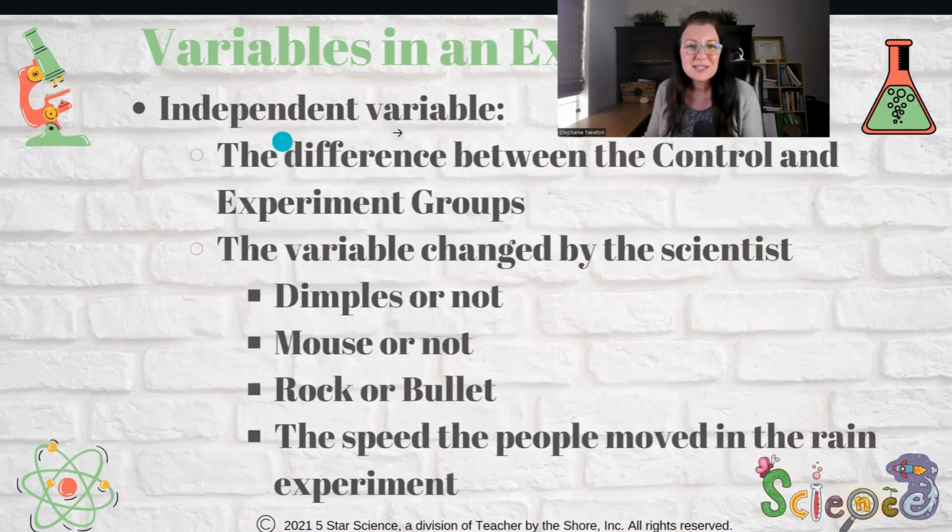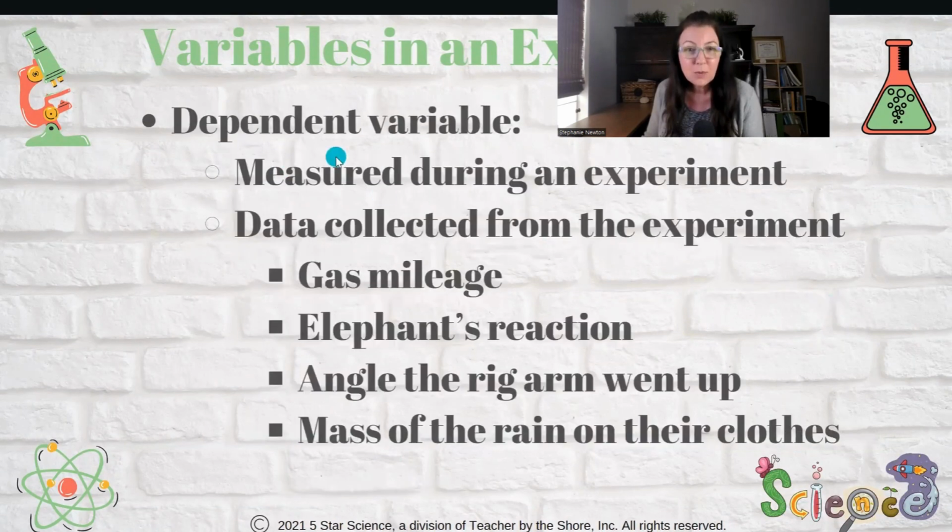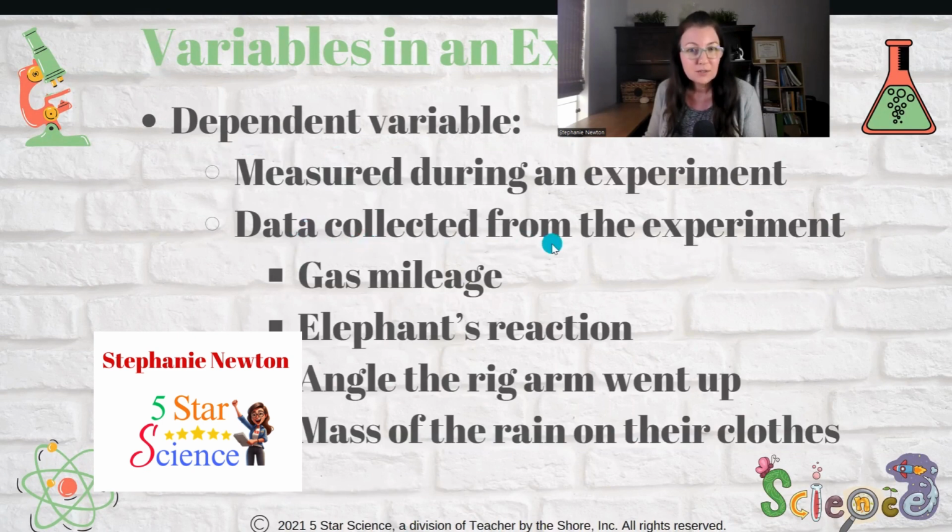Okay, so that's the independent variable, the variable changed by the scientist. The dependent variable, the data collected by the scientists. What are they measuring?